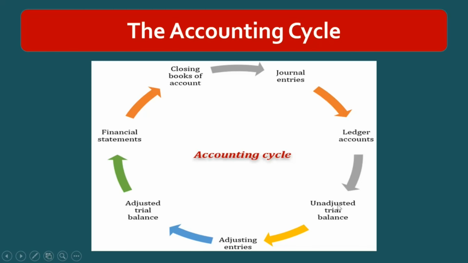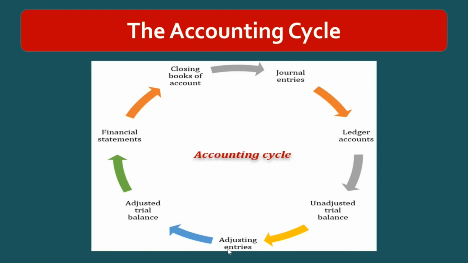From the ledger accounts, when all the transactions are posted, the ledger account balances will go to the unadjusted trial balance. The trial balance is the accounting report which gives us the closing balances as of the date for each account head in our chart of accounts. Then from the unadjusted trial balance, you need to make adjusting entries.